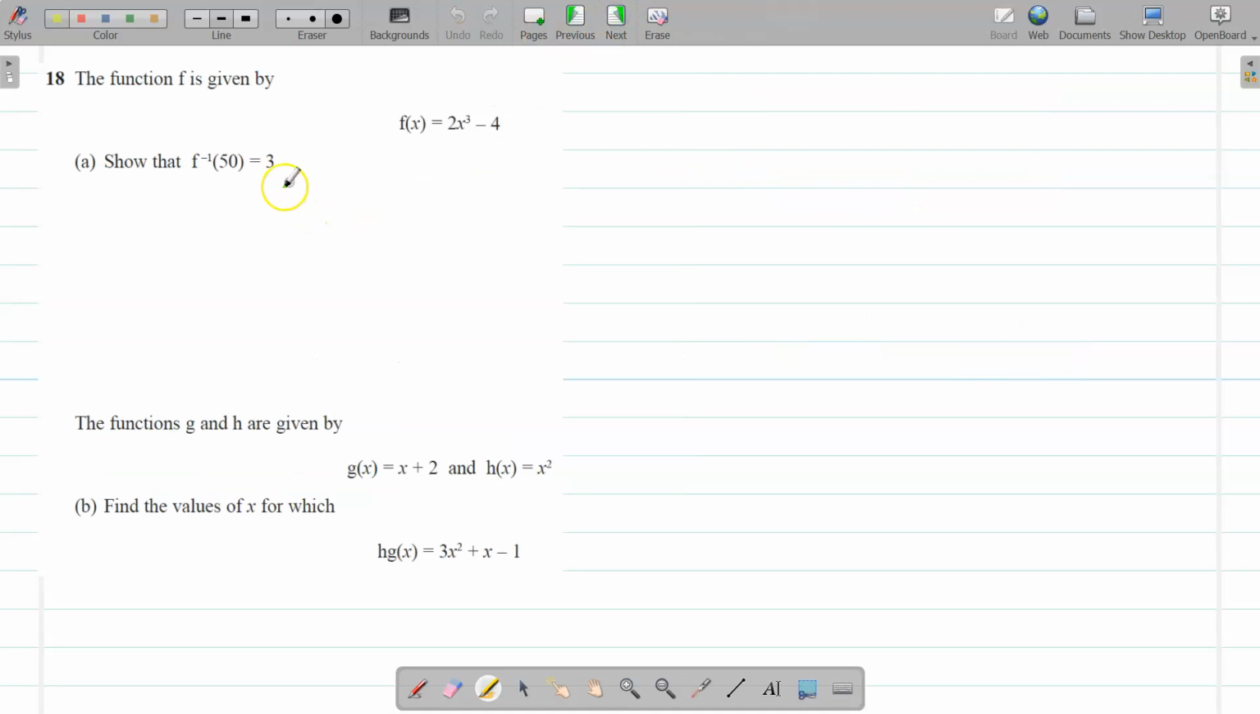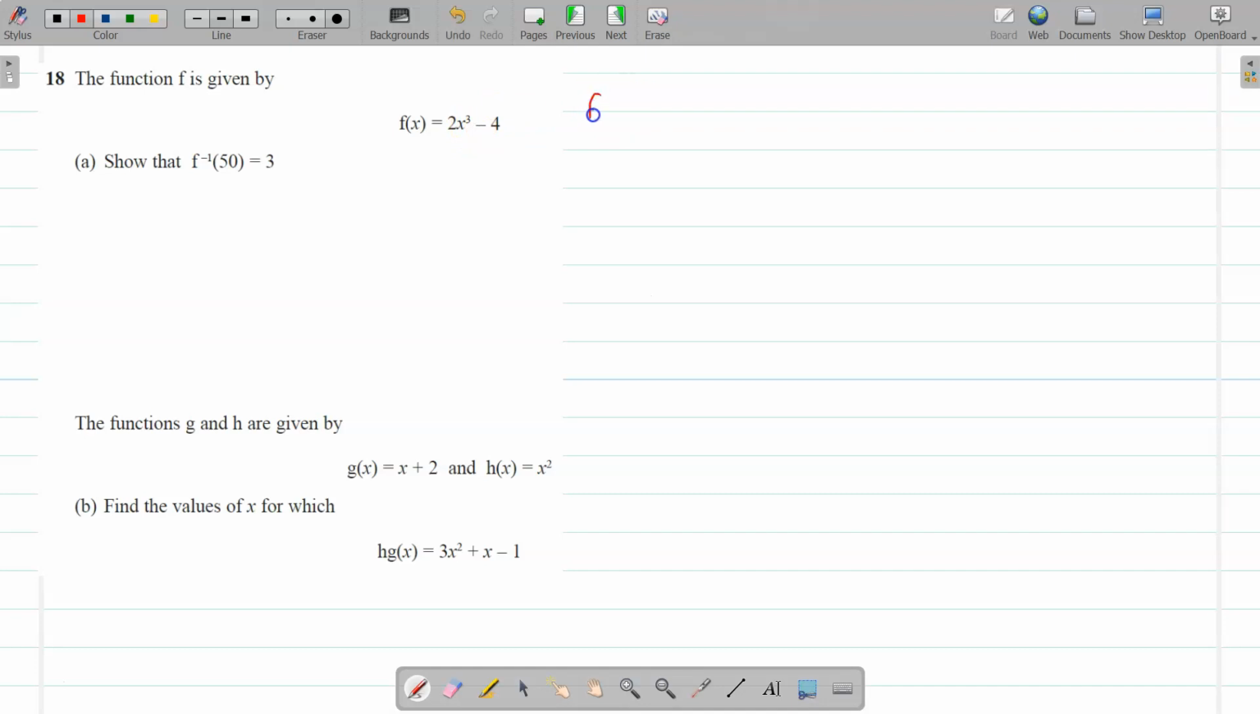Okay, next, functions. Now, what happens here is you're told that f of x means take x, cube it, times by 2, and then subtract 4. Now this means the inverse function, f to the minus 1, is the inverse. So in other words, if we went backwards from an answer of 50, we would end up with x being 3. So all we need to do is put 3 in for x.